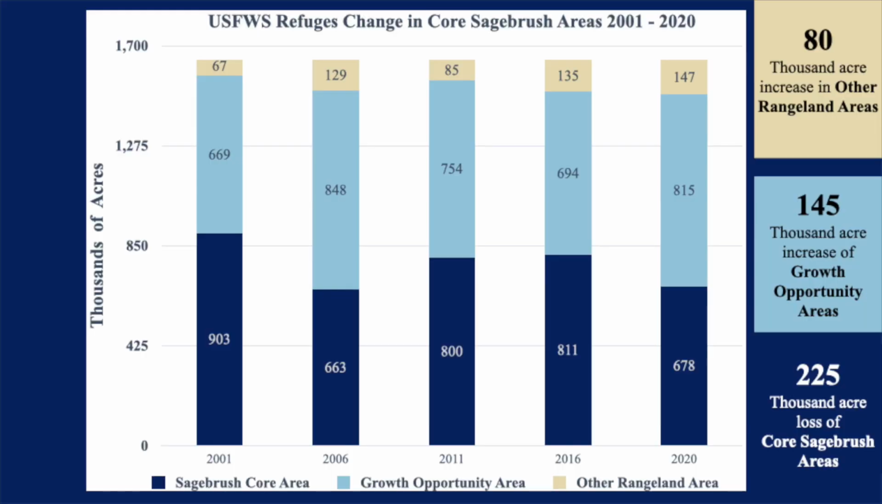And so looking at that, each of these vertical bars represents one time step within the sagebrush conservation design. Dark blue is our core areas, light blue is our growth opportunity areas, and then the tan is our other rangeland areas. So this is refuges, and if you look at it, over the past 2 decades, wildlife refuges have lost 225,000 acres of core sagebrush habitat, which is roughly 25% of what we started with at the beginning of the sagebrush conservation design time period.